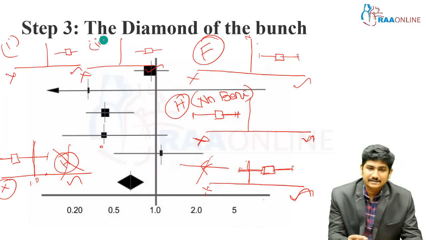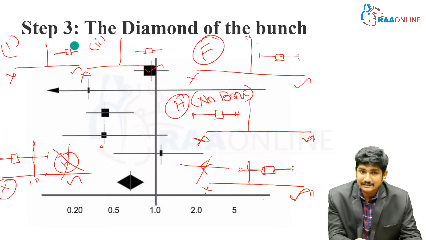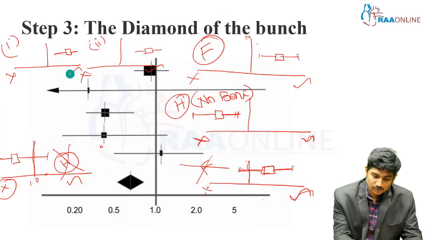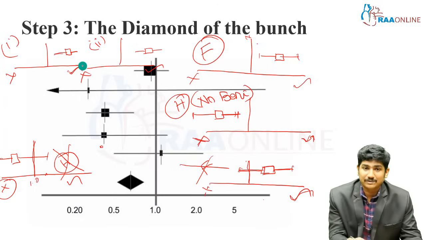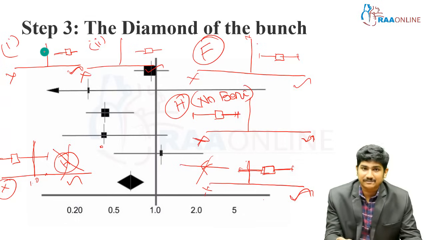Okay, so here in study 1, I have this number of population and this is my confidence interval, and this particular study clearly says that my intervention is useful or beneficial, and I am double sure about that because my confidence line is not touching the null line.